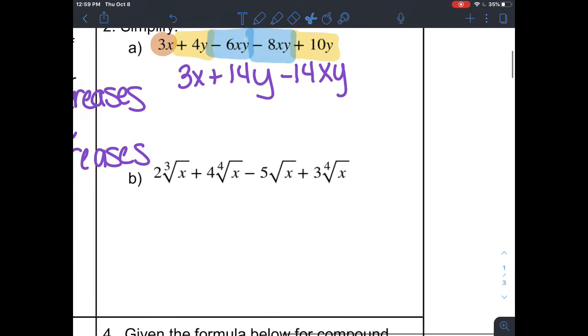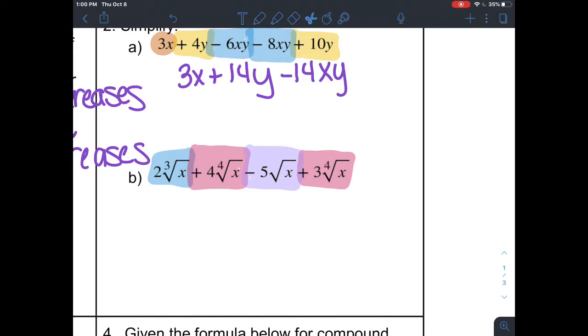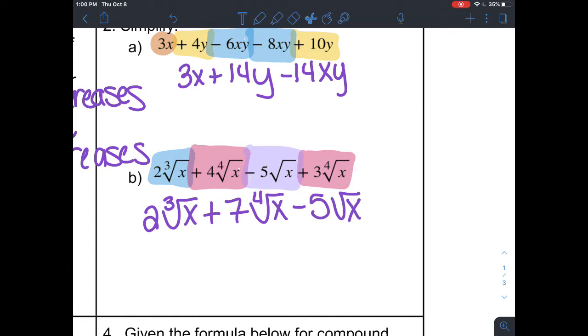And then the next one is with these radicals, these cubed roots, fourth roots, and square roots. Again, I highlighted all the things that were in common, and then I was able just to combine them from there. The order of your answer, I'm not very picky about. I know some teachers are very picky about what order they go in. I personally don't care that much.